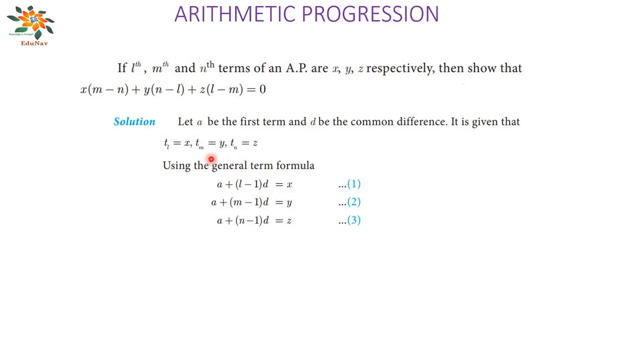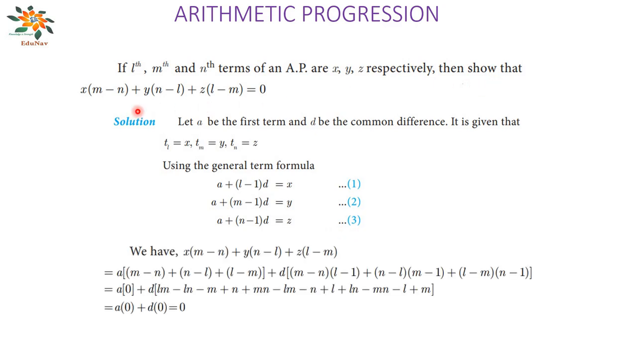Also, since Tm equals y, by making use of the general term formula, we now have a plus (m minus 1) into d equal to y. We will have it as equation number 2. Also, since Tn equals z, by making use of the general term formula, we have a plus (n minus 1) into d equal to z. We will number it as equation number 3.